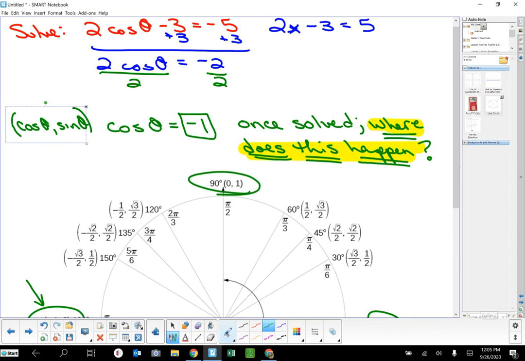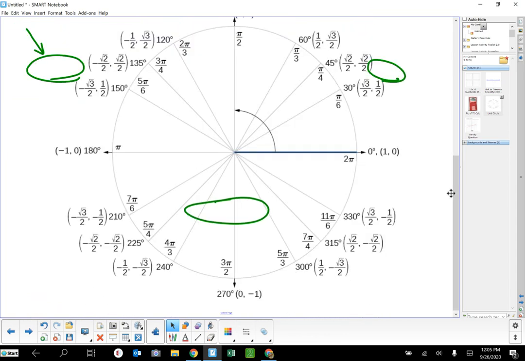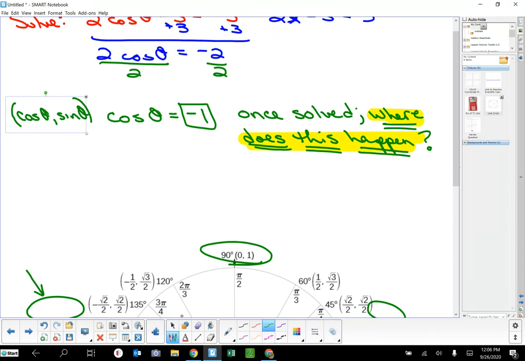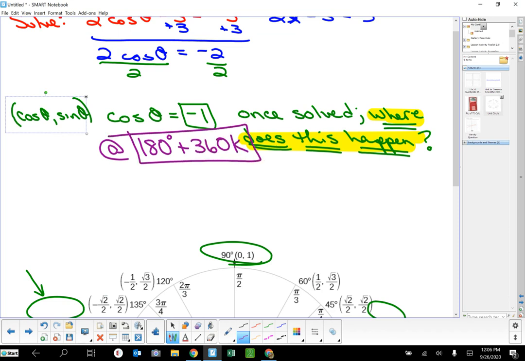I'm going to push that down the page a little bit just to make some room. So we now know that cosine is negative 1. This happens at 180 degrees, and it's going to happen every time around the circle. You should see me in the air. I'm drawing like rotations. So this is going to happen plus 360K. And that would be your answer to that question. Okay?